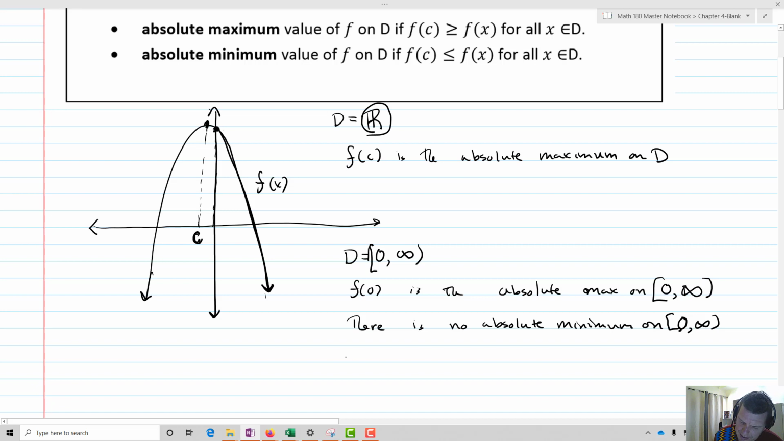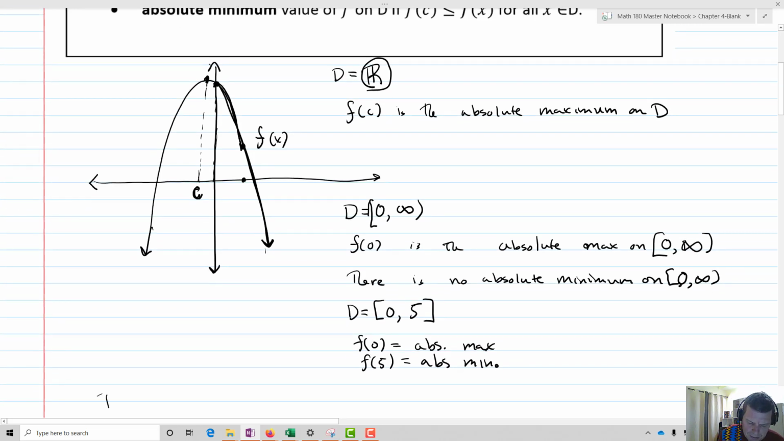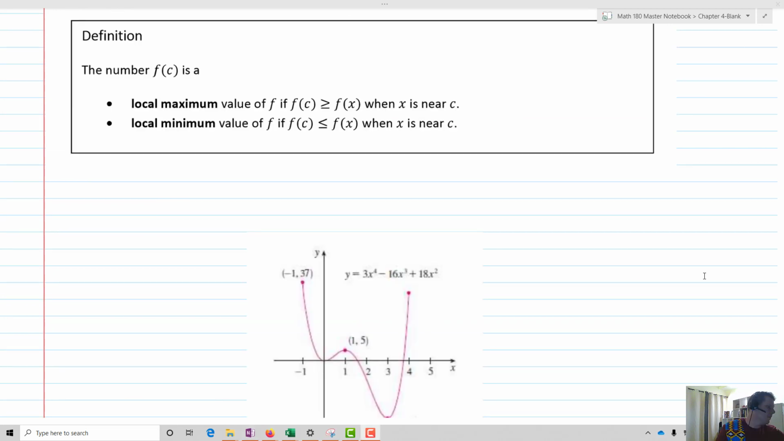But what if we change our domain again? Let's say we make our domain now 0 to 5. From 0 to 5, our absolute maximum is f of 0. And for our minimum, let's say that 5 is right here. It turns out that f of 5 is now my absolute minimum on this particular interval. So the big thing to get here is that the absolute minimum and absolute maximum are really dependent upon the domain.